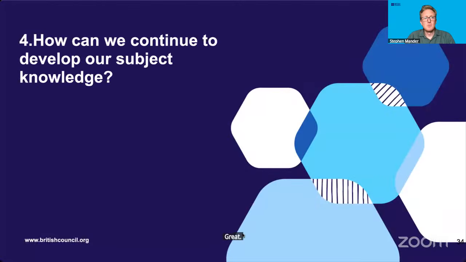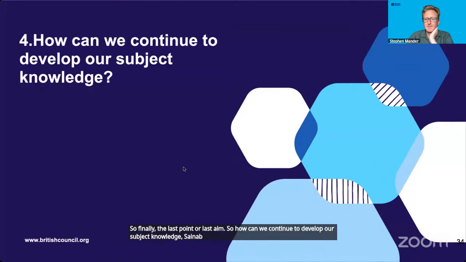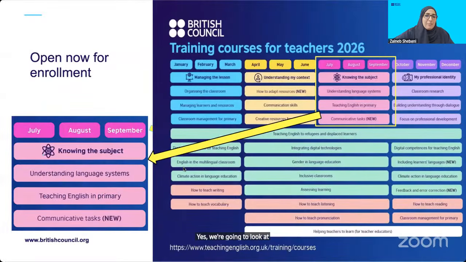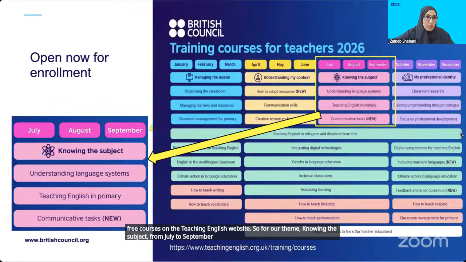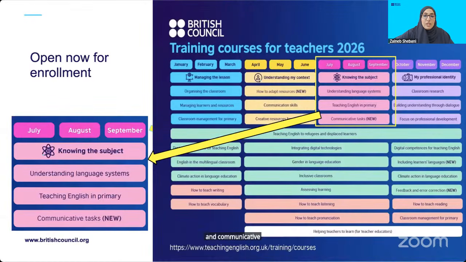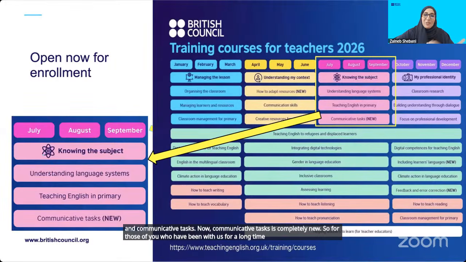Great. So finally, the last point, our last aim. So how can we continue to develop our subject knowledge, Zainab? Yes, we're going to look at the free courses on the Teaching English website. So for our theme, Knowing the Subject, from July to September, we have 3 courses under the theme, which are Understanding Language Systems, Teaching English in Primary, and Communicative Tasks. Now, Communicative Tasks is completely new. So for those of you who have been with us for a long time and have done most of our courses, this is good news for you. These courses are open now for enrollment, and they're open until the end of September.